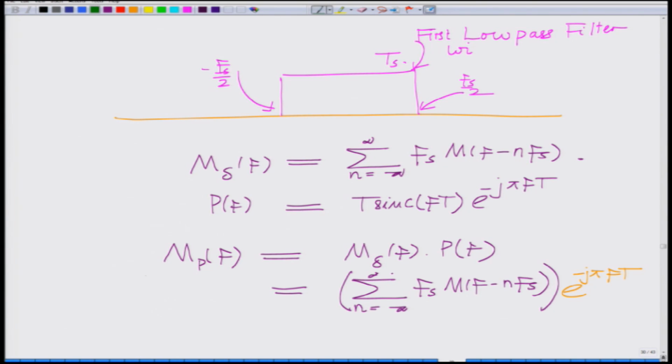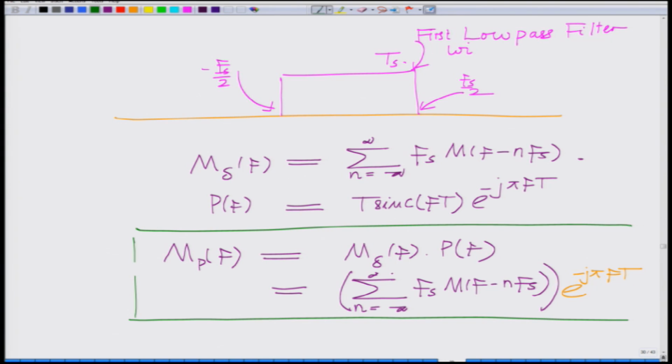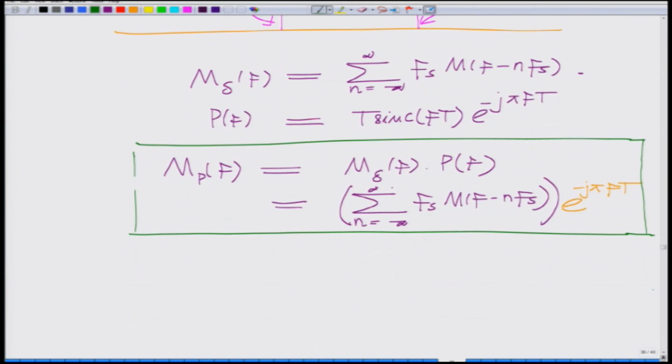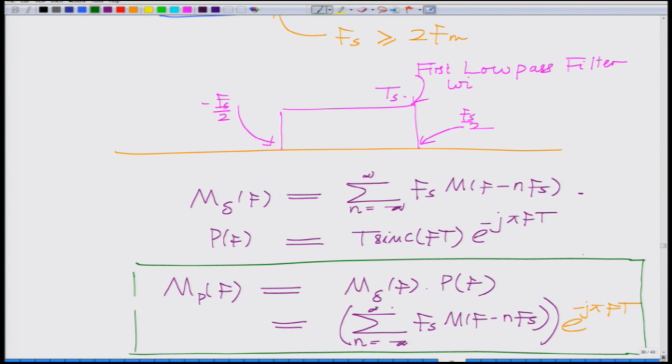Okay, times e to the power of minus j pi Ft. Okay. This is the response. Now, to reconstruct it, first low pass filter with cutoff again Fs by 2, that is a first step. This is your first step.